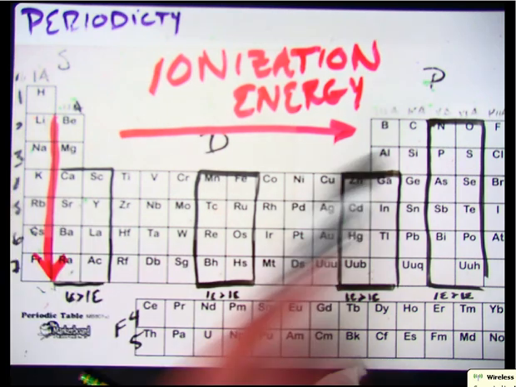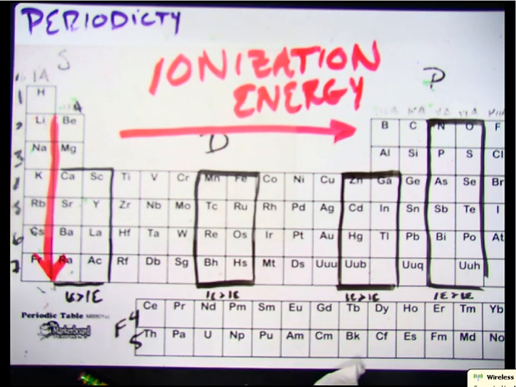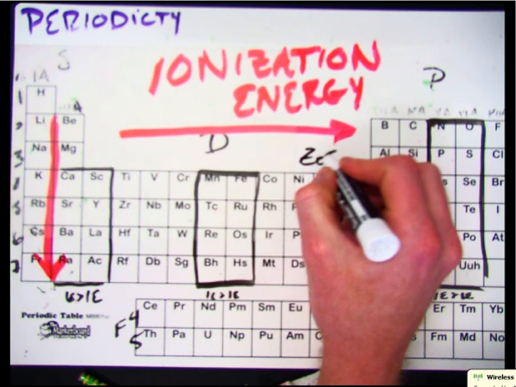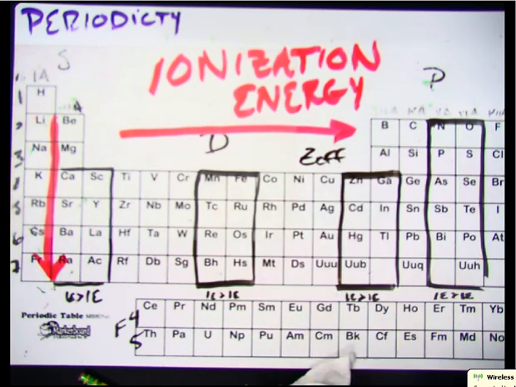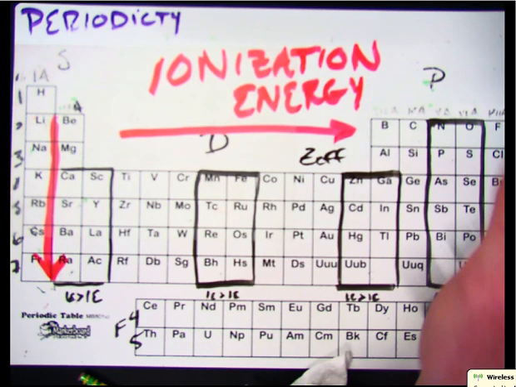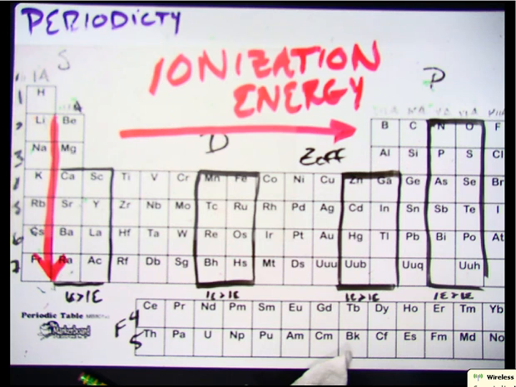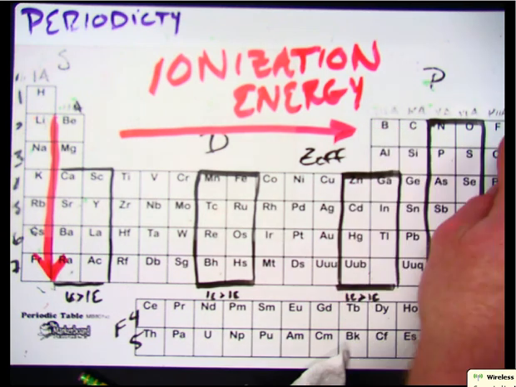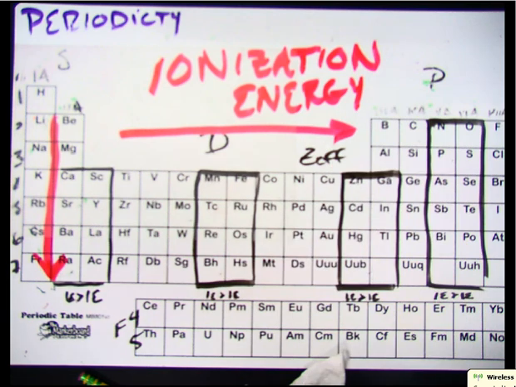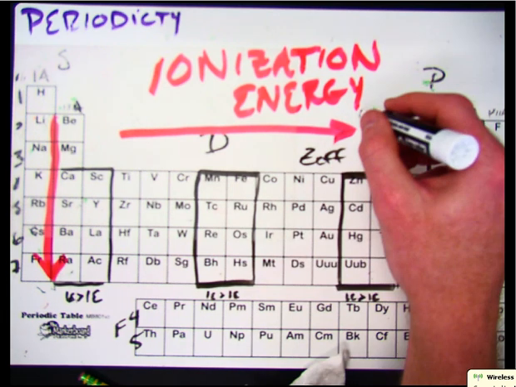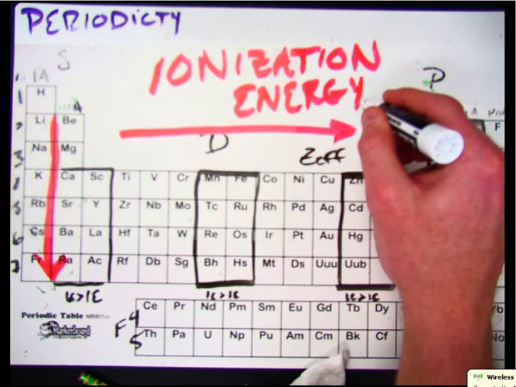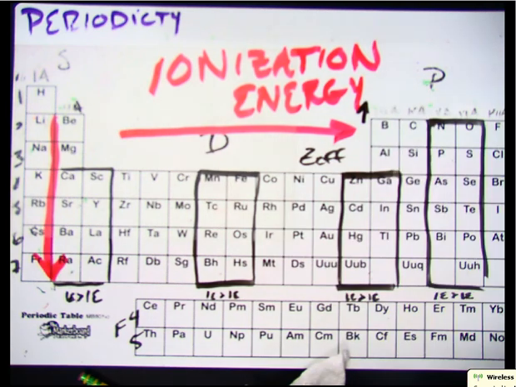As you move from left to right across the periodic table, the effective nuclear charge, or Zeff, is increasing, and therefore it's pulling the electrons closer and closer in. As those electrons get closer and closer to the nucleus, they have less and less energy, and therefore it will take more energy to remove them as they get closer to the nucleus. So going from left to right, first ionization energy increases.